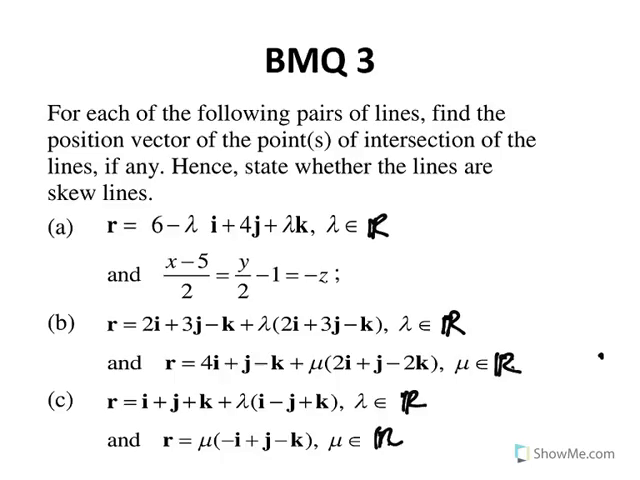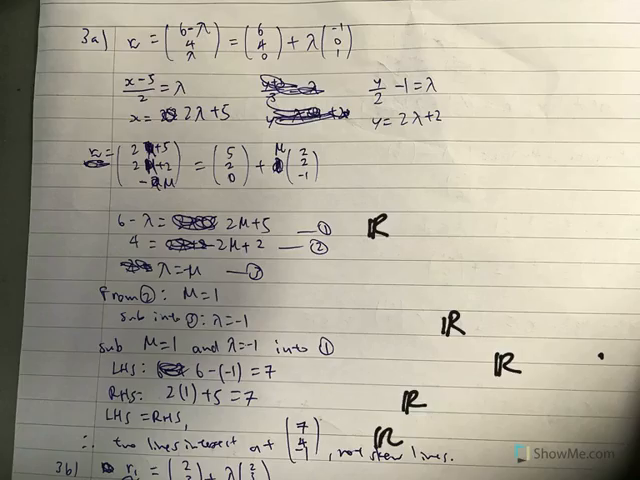Next. For each of the following pairs, we want to find the position vector of the points. So for number 3A, anyone manage to do 3A? Okay, very good. Can anyone do it? Okay, come, let me take a photo. So let's take a look at this. For 3A, we need to see if the lines are skew. Find the position vector of the point of intersection, if any. So first one.